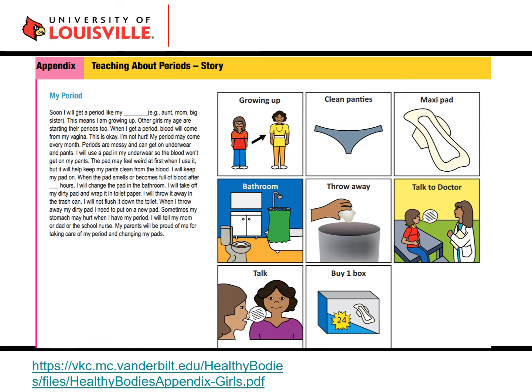Periods are messy and can get on underwear and pants. I will use a pad in my underwear so the blood won't get on my pants. The pad may feel weird at first when I use it, but it will help keep my pants clean from blood. I will keep my pad on.